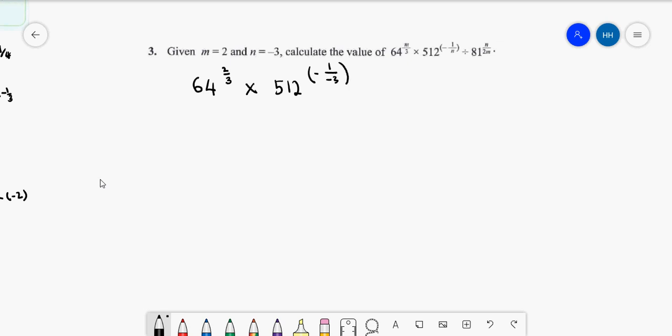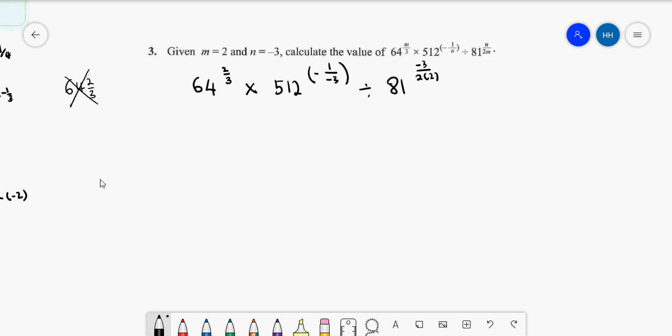And then divide with 81 to the power of negative 3 over 2, bracket 2. When you write the index of a number, make sure it is smaller and higher. Don't write index form as a mixed number. If you put 64 to the power of 2 over 3 like this, it becomes a mixed number, which is wrong. You must write it higher and smaller. It is just a reminder.